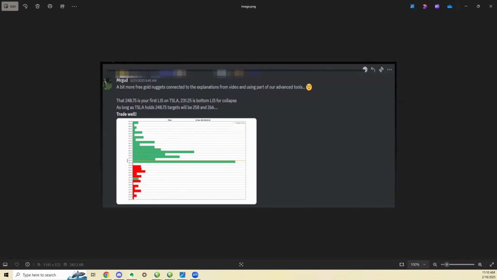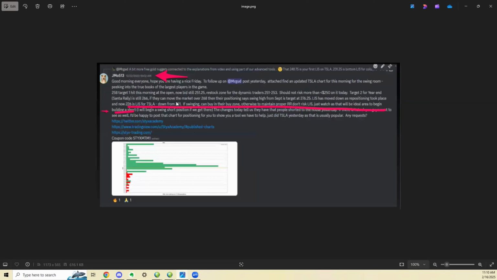The following day, we followed up with our next plan, and our target of 258 was hit, and we were looking for 266. We also laid out that our line in the sand had moved from 231 down to 226, and that would be the area where we would want to begin building a short position.